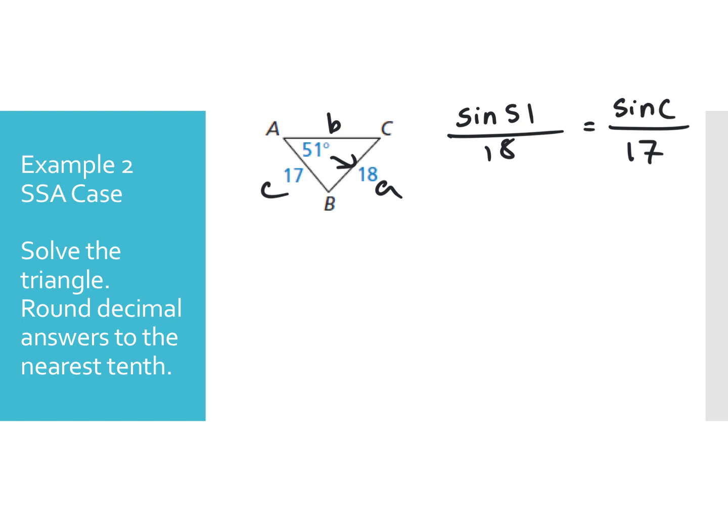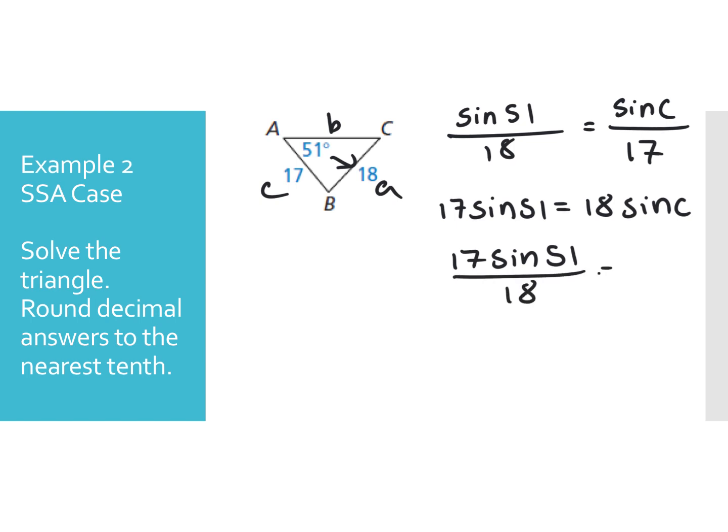Now, this is a proportion, guys, so we can go ahead and cross multiply, and I'll get 17 sine 51 equals 18 sine C. I'll divide both sides by 18 to give me that 17 sine 51 over 18 is equal to sine C. Now remember, we're solving for the angle, so this whole thing is actually going to be the inverse sine. I'm just going to put a little arrow. That's going to give us our angle C.